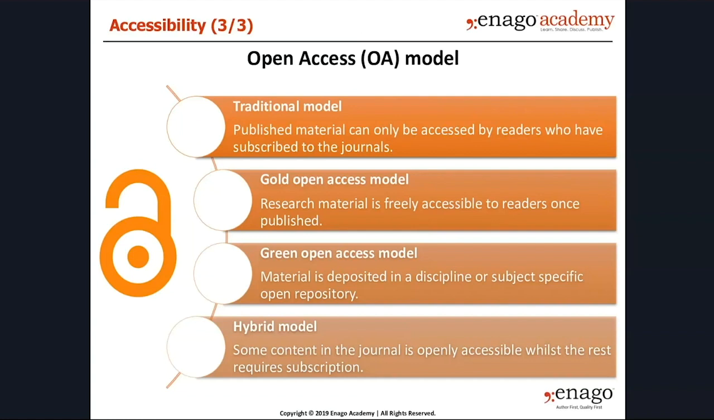And green open access is where you will be permitted to deposit your accepted version of your manuscript into a discipline or institutional repository, usually again under a Creative Commons license. You can do that. So that's not the publisher typeset, copy edited online version. That's the version of the paper that has been accepted. And the hybrid model are subscription journals that allow open access publishing.